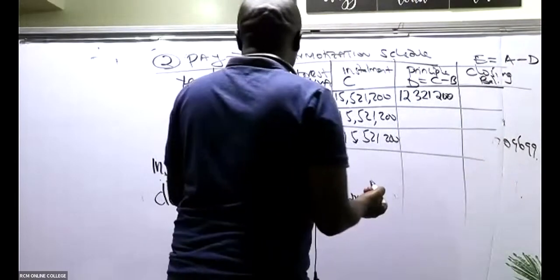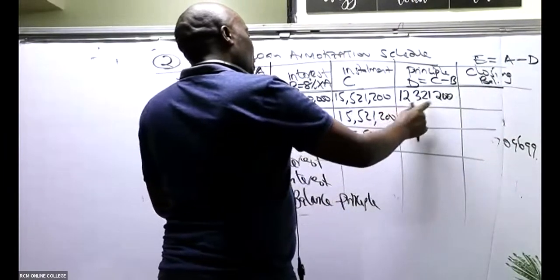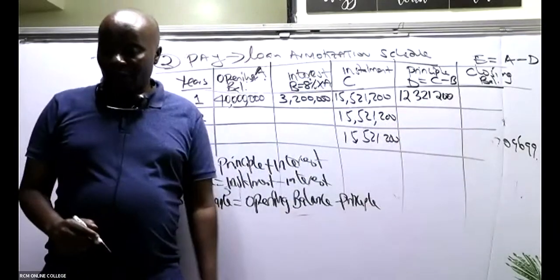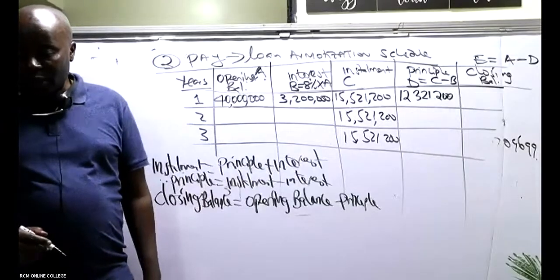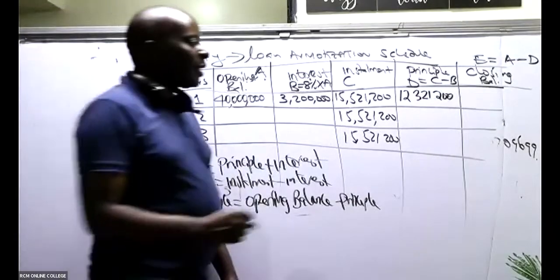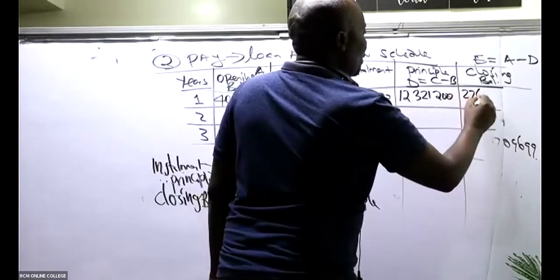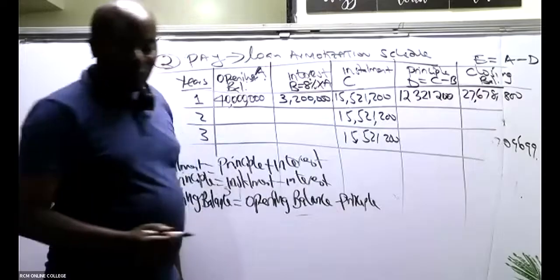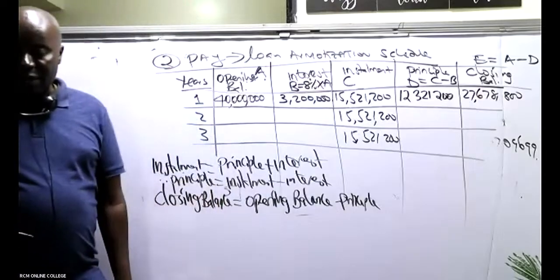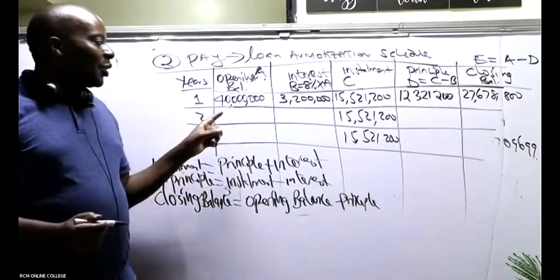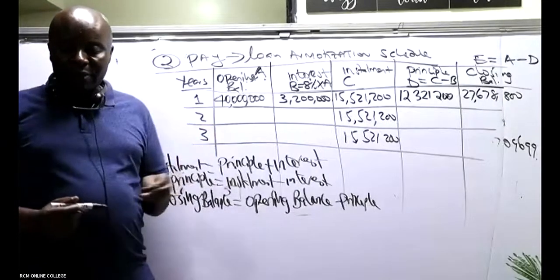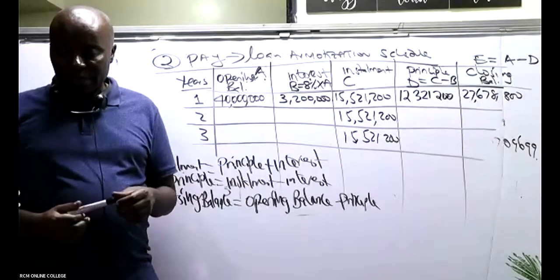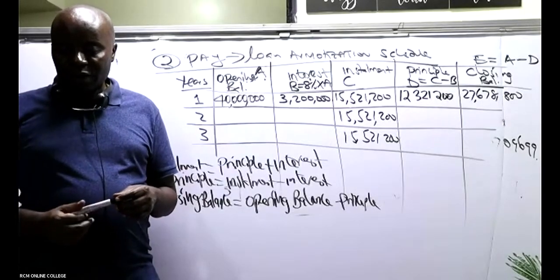So you take the 40 million, you subtract 12,321,200. Are you able to give me a figure here? 27,678,800. Thank you very much. Then what do you think about the opening balance of year number 2?